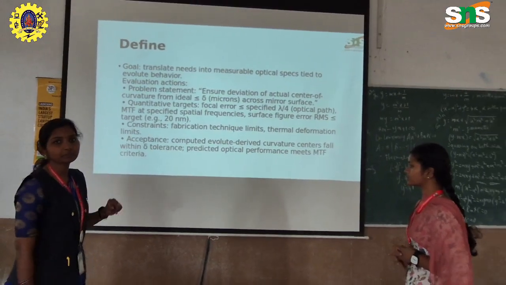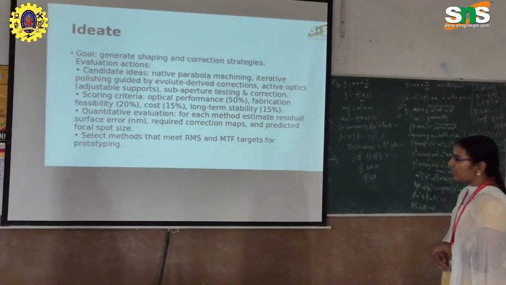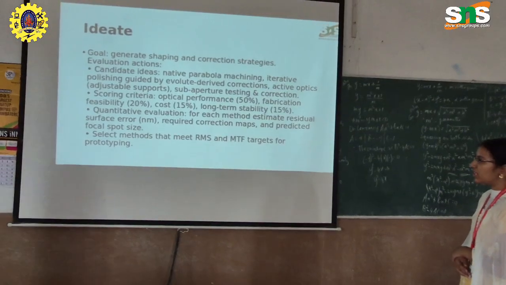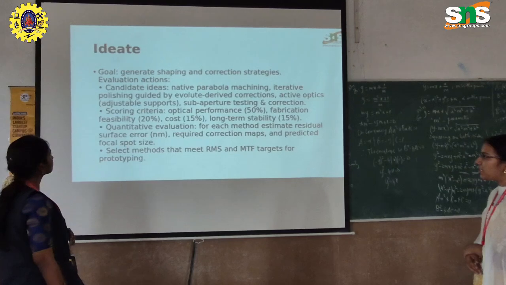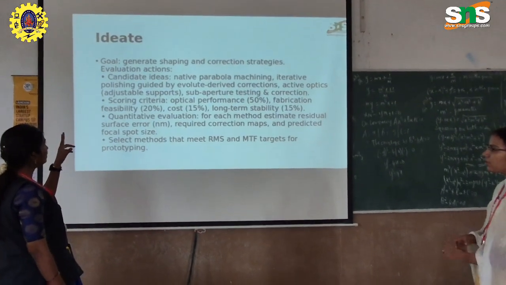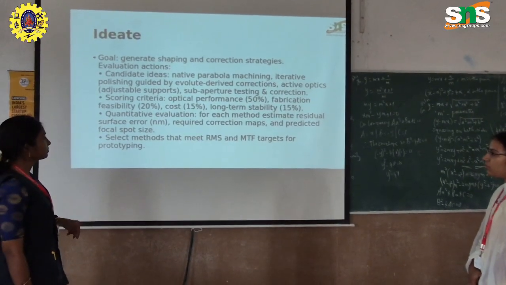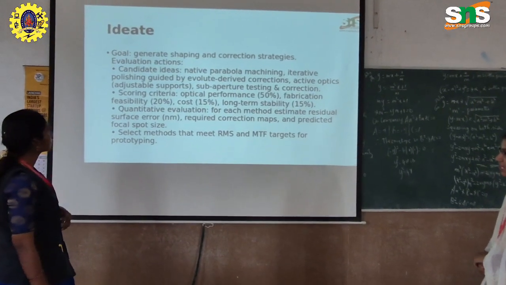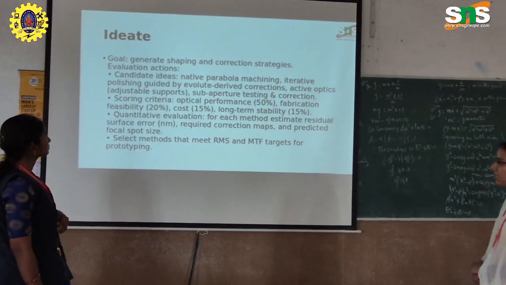Goals: generate shaping and correction strategies. Evaluation actions, candidate ideas: latent parabola machining, iterative polishing guided by evolute-derived corrections, active optics, sub-aperture testing and correction. So these are the ideas to be given by the candidates, and the scoring criteria is also given as weightages. Scoring criteria: optical performance 50%, fabrication feasibility 20%, cost 15%, long-term stability 15%.